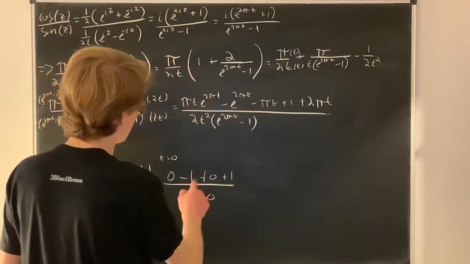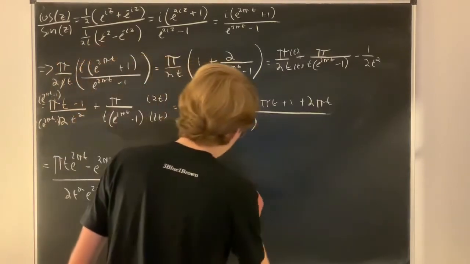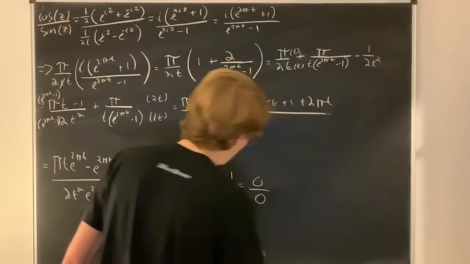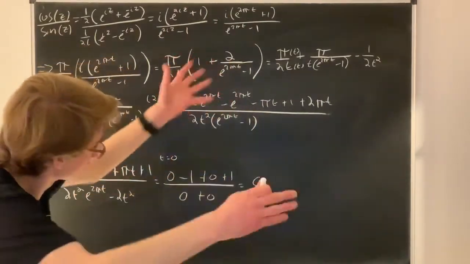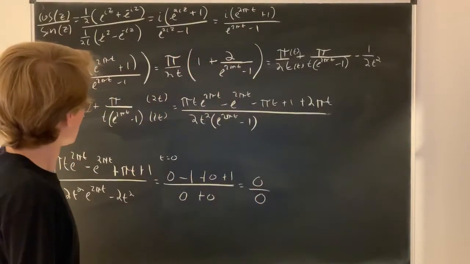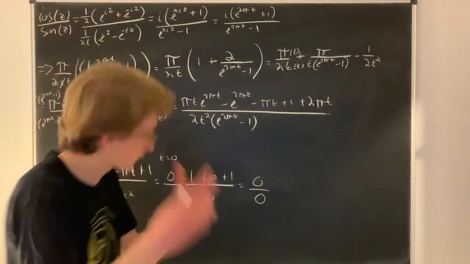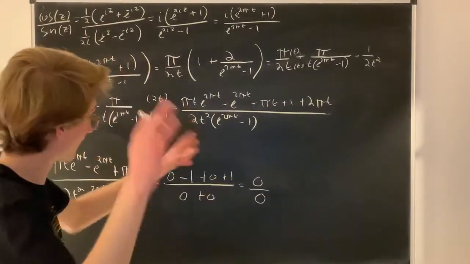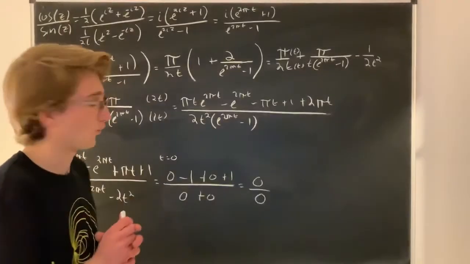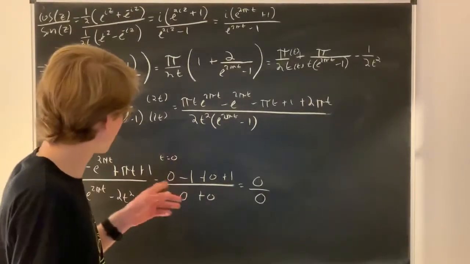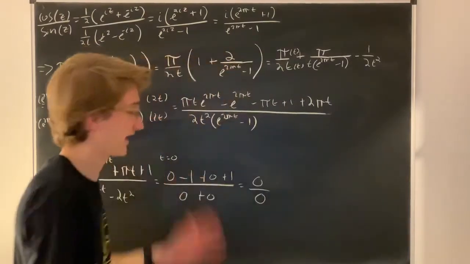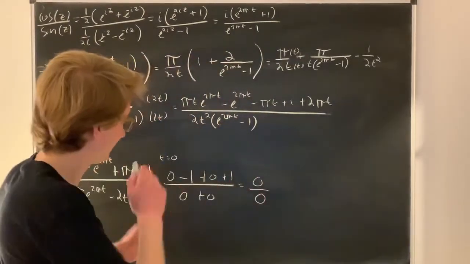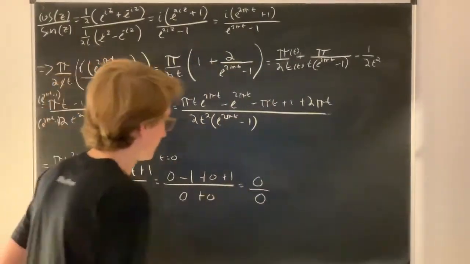Well, negative 1 plus 1 is 0, and so we get 0 over 0. Indeterminate form. Does not exist, right? Well, shoot, so how can we do this? Well, there's an important rule. And we're entering the home stretch for the proof.